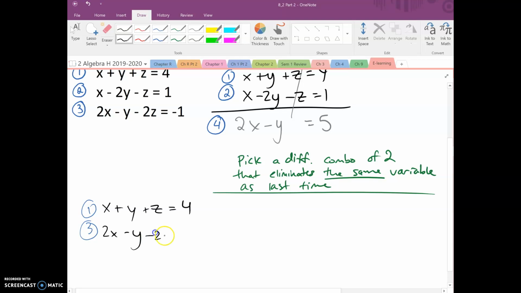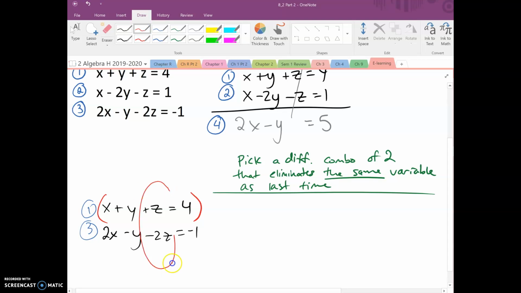2x minus y minus 2z. Okay, so why is this not as easy? Because if I try to add right now, the z won't eliminate. What do I have to do? Well, in elimination, when you're not getting what you want, you can just know that equation rules allow you to apply either equation by anything, as long as you apply it all the way through, and you can change it.